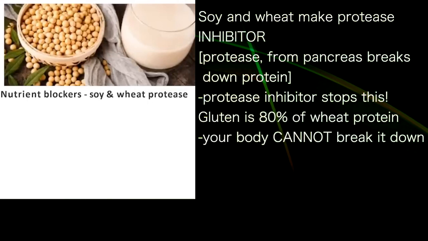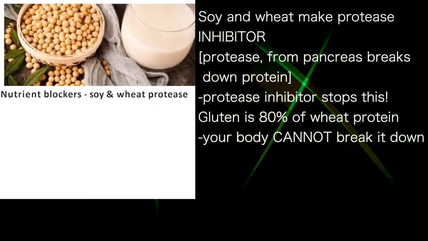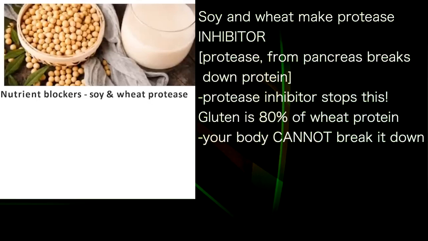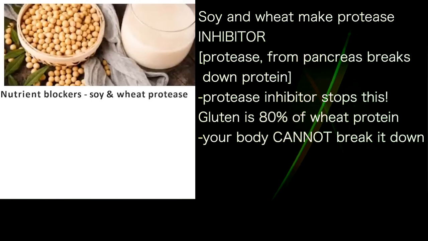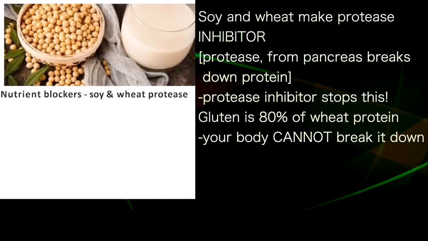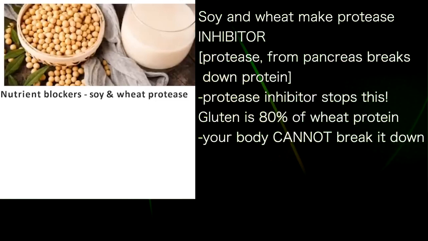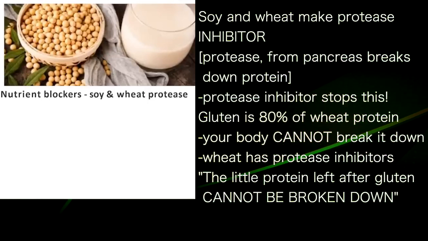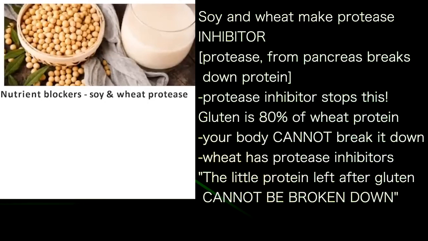Protein that exists in plants is not necessarily available. Gluten makes up 80% of the protein in wheat. Gluten cannot be used as protein. Your body cannot break it down. It cannot absorb it. It cannot use it as protein, period. It has protease inhibitors. So what little is left of the protein in wheat that your body can actually do anything with.